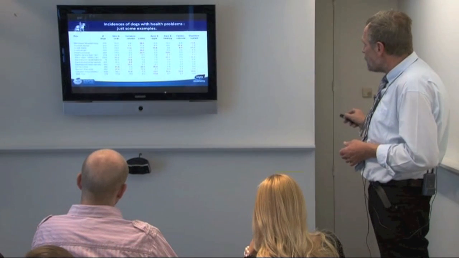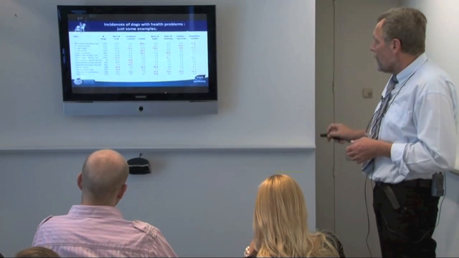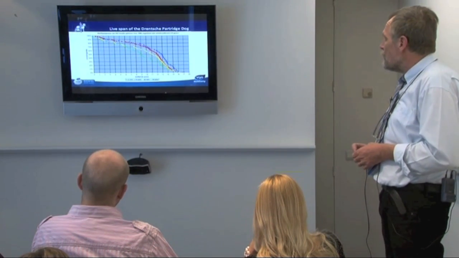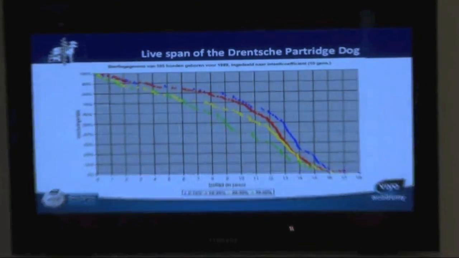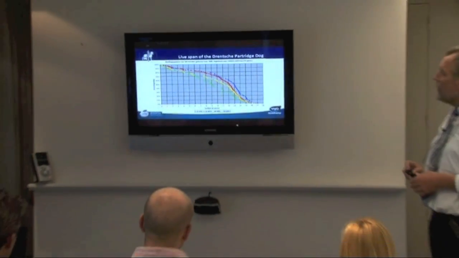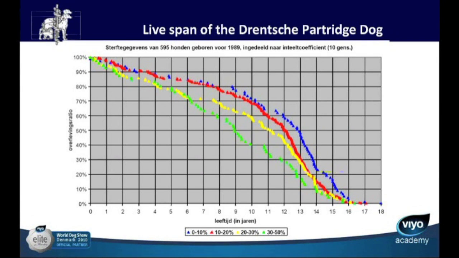Well, I won't go too much in detail. Look at lifespan. We looked at the lifespan of a Dutch dog breed. You could, for instance, look at the 50% survival rate. If you look at the highest inbred group, so the animals with a coefficient of inbreeding of 30% or more, then you see that the 50% survival point is about 9 years of age.